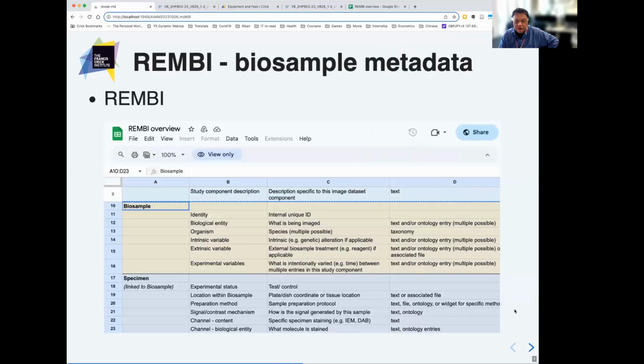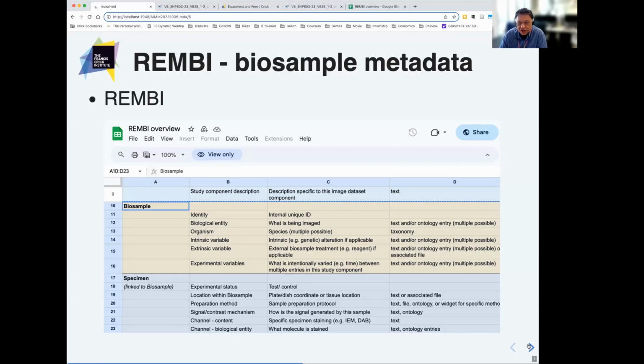By doing that, we are mainly targeting the REMBI biosample metadata. It's slightly different from what we normally do, which is to look at core microscopy images. What we are interested in is what the images are, what the contents are. Mainly we're interested in the organism, what we are looking at, what it can show, what kind of dye or stain it uses, etc.